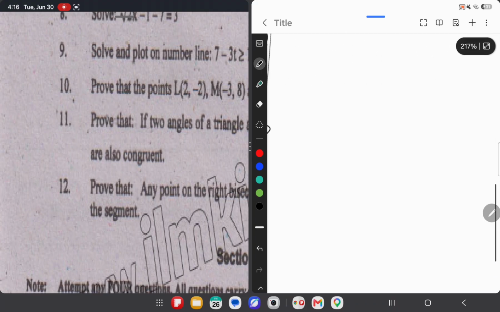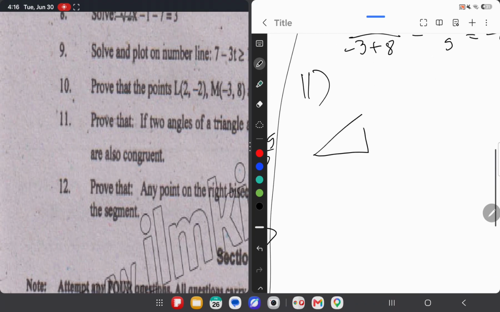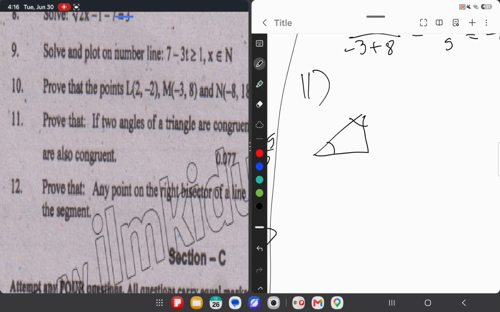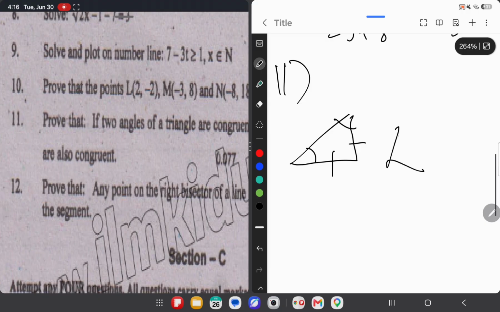So, given a triangle, the sides opposite to those angles are also congruent. I mean, these are also congruent because the third angle is also congruent. Why do you want to fool me? It's a stupid question.